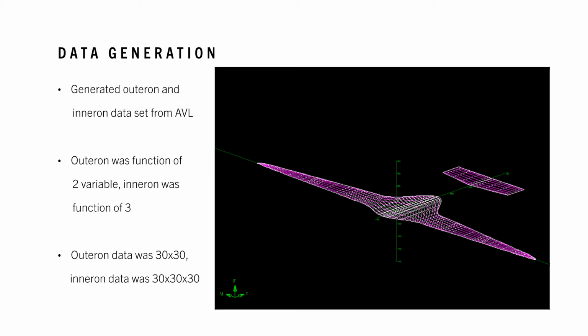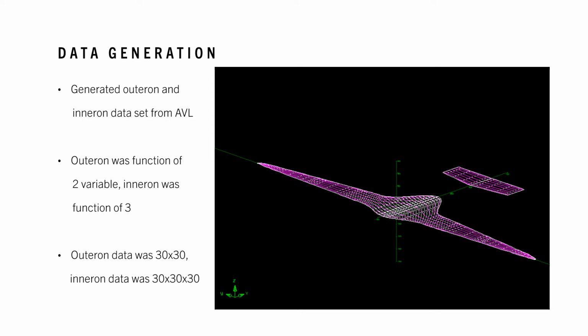of each control surface. The outeron was a function of two variables, its deflection and where it started along the span. It was a fully moving surface, so I didn't have to vary its chord fraction. The inneron was a function of three variables: its chord fraction, its position along the span, and the amount of deflection that it had. This made for a 30 by 30 data set for the outeron and a 30 by 30 by 30 data set for the inneron.